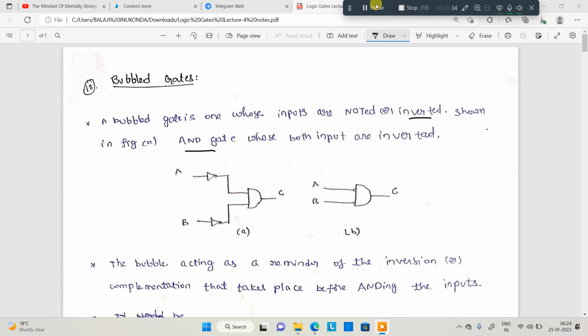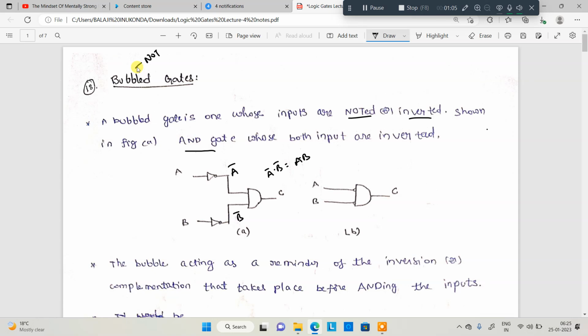Now we are moving to the bubble gates. First of all, understand that a bubble is nothing but a NOT complementation. So a bubble gate is one whose inputs are NOTed or inverted. For example, your AND gate inputs are connected to the bubble, that is a NOT gate. So what output may you expect? See here, A bar and then B bar. Here C is equal to A bar into B bar. That will be equivalent. Apply the De Morgan's theorem.